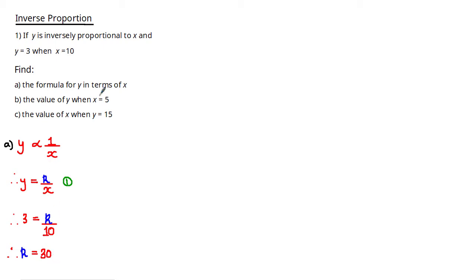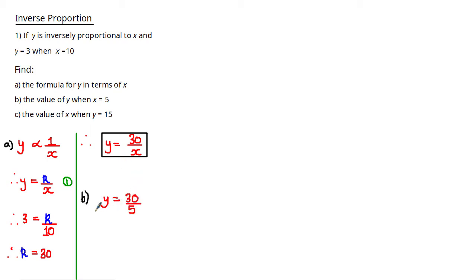So in order to write a formula for y in terms of x, we simply sub this value of k back into equation 1 to get that y is equal to 30 over x. Okay? The next part asks us to find the value of y when x is equal to 5. So to do this, we simply need to sub the value of x equal to 5 into our general formula to find the value of y, giving us that y is equal to 30 divided by 5, which is equal to 6, and therefore y is equal to 6.